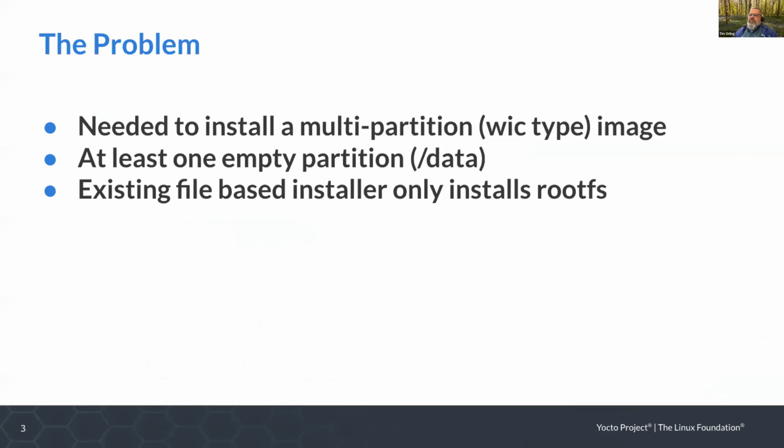So what was the problem? What was I trying to solve for this talk? We had a customer that was using Mender, and we needed a multi-partition WIC type of image to be installed. In the case of the default settings for meta-mender, there's one partition that's actually empty. It has no files in it, the data partition. So the existing file-based installer doesn't work because it only installs files from a rootfs. So we had to change the installer.